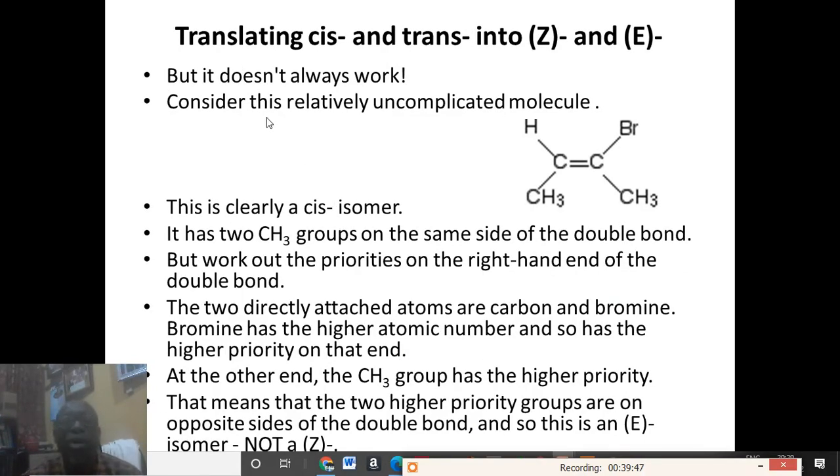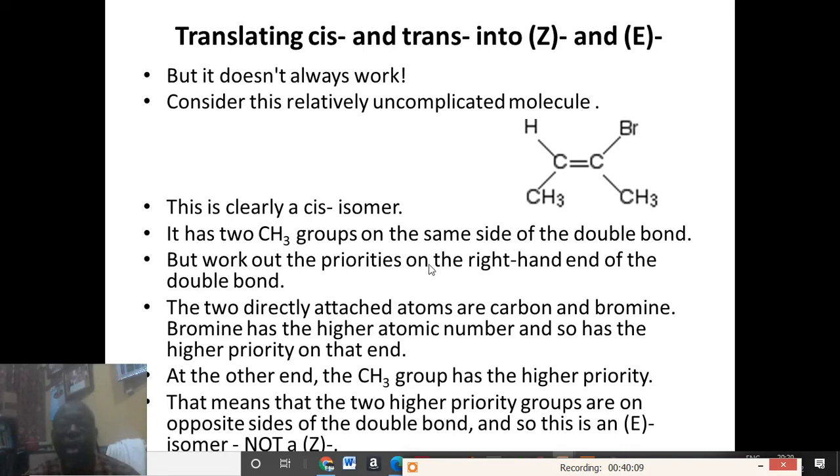It doesn't always work like that. Translating cis and trans to Z and E does not always work. For example, if you consider this compound, this is clearly a cis isomer because the methyl groups are on the same side. It has two methyl groups on the same side of the double bond.